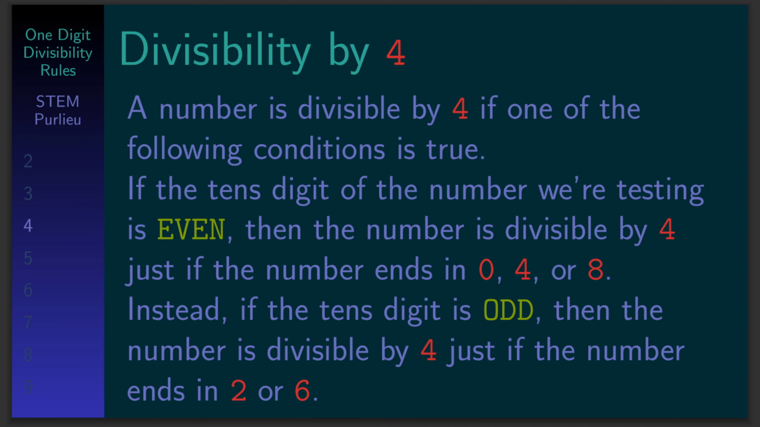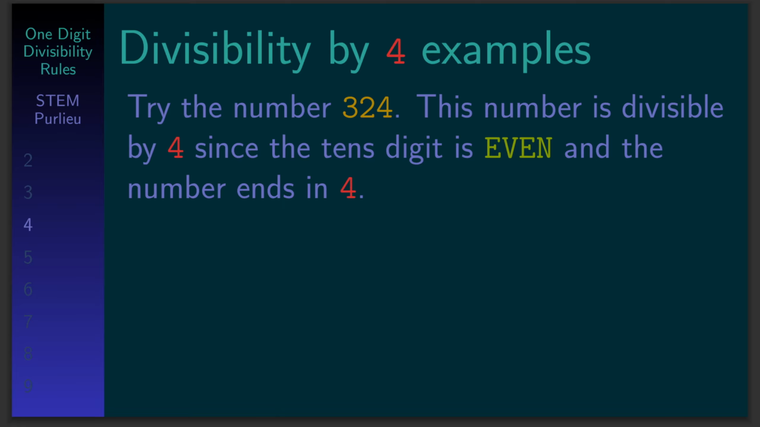Now let's cover divisibility by 4. A number is divisible by 4 if one of the following conditions is true. If the tens digit of the number we're testing is even, then the number is divisible by 4 just if the number ends in 0, 4, or 8. Instead, if the tens digit is odd, then the number is divisible by 4 just if the number ends in 2 or 6.